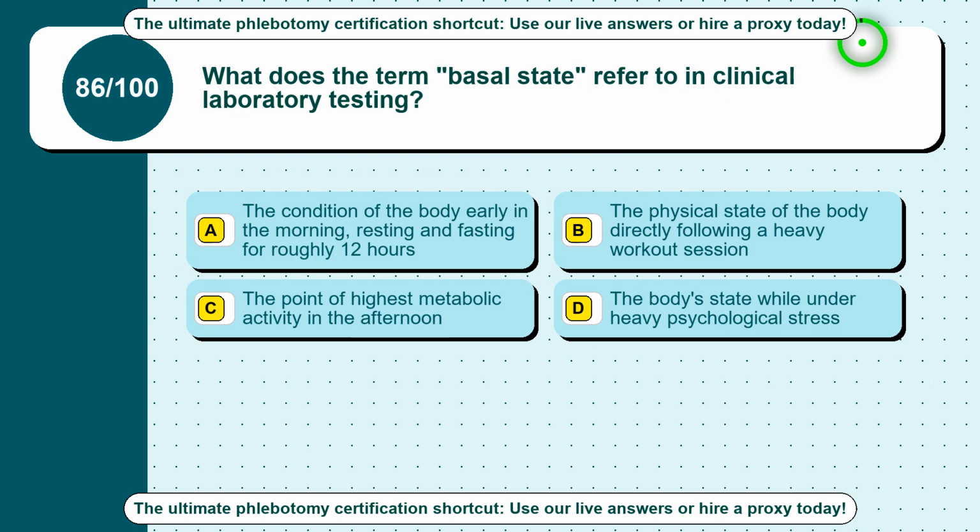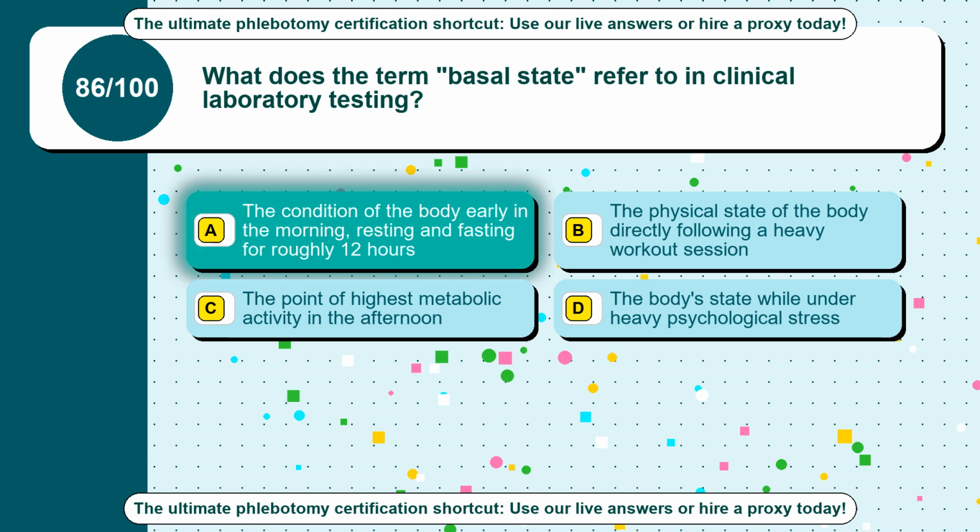Question 86. What does the term basal state refer to in clinical laboratory testing? Option A, the condition of the body early in the morning, resting and fasting for roughly 12 hours. Option B, the physical state of the body directly following a heavy workout session. Option C, the point of highest metabolic activity in the afternoon. Option D, the body's state while under heavy psychological stress.